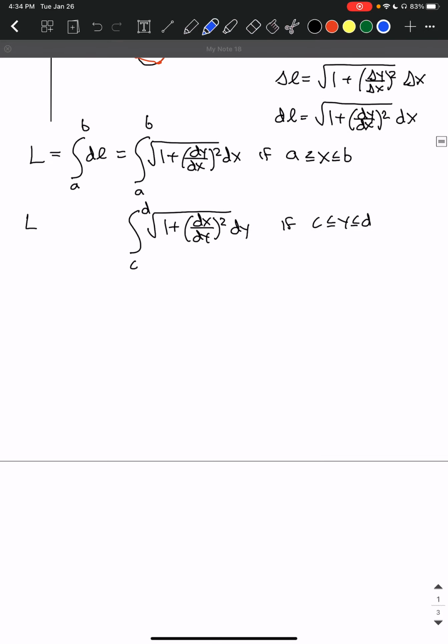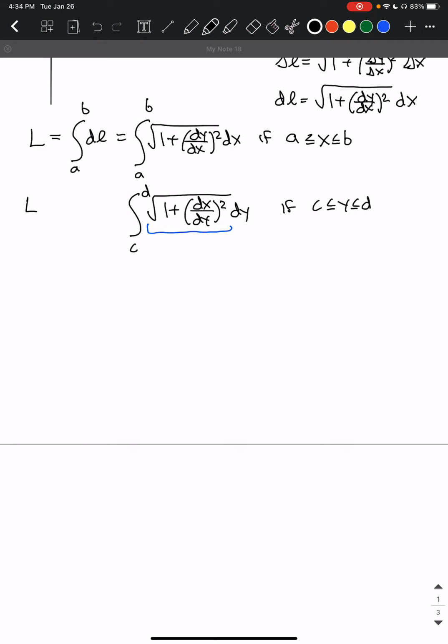So this looks really scary, right? This is a horrifying looking thing to integrate, but in the examples we're given, we'll see that they actually simplify quite nicely using almost exactly the same trick. So let's do an example. Let's find the length of the curve y is equal to a third x cubed plus 1 over 4x between 1 and 8.